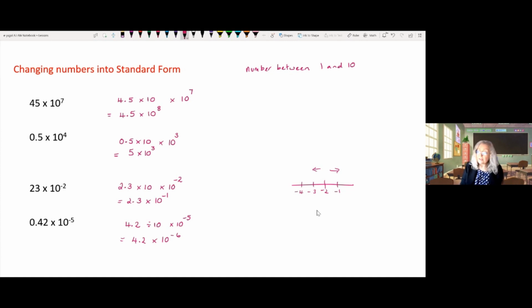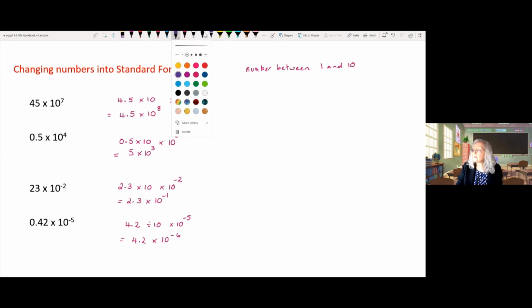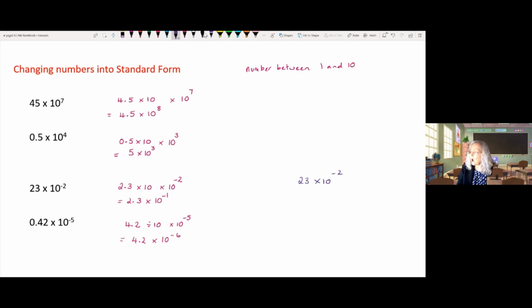The other way that you can do these is you can always write them as a normal number. If you find that confusing, and it can be confusing, you can write them as a normal number and then think about them again. So a different way of doing this would be to say, if we've got 23 multiplied by 10 to the power of minus 2, let's write that as a normal number. Here I would have 23, decimal point would be here, multiplied by 10 to the minus 2. So I'm going 1, 2. It would be here. So that would be 0.23.